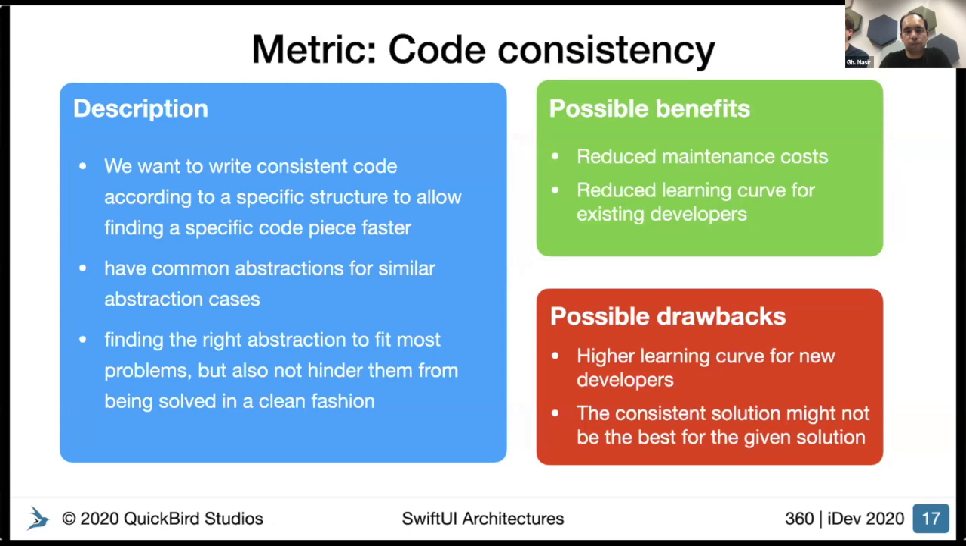For example, if you have similar screens, then the screens should also be similarly structured. So you want the same structure for similar views, essentially. And finding the right abstraction to fit most problems is pretty hard. However, we try to find abstractions that work for a lot of applications. From that, we benefit from a reduced maintenance cost because you can easily find where to look for the part of the code where you want to add that functionality.